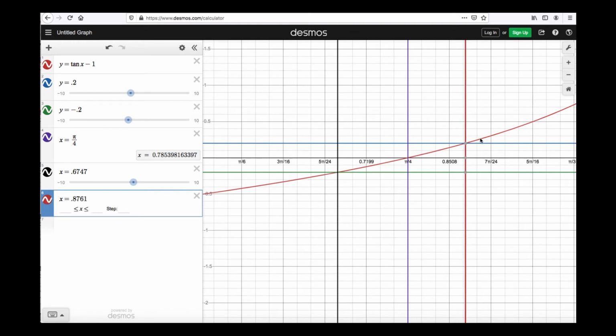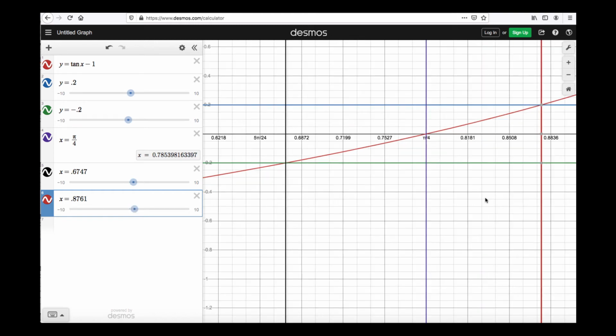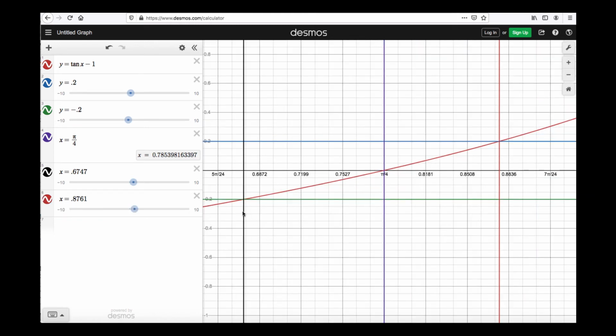So now we've created a window. We can zoom a little closer. And in this window now, we can see that there is a distance between our vertical line through x equals 0.6747 and the vertical line x equals pi over 4. And then there is another distance between the vertical line x equals pi over 4 and the vertical line x equals 0.8761. It appears that the distance between pi over 4 and x equals 0.8761 is smaller.